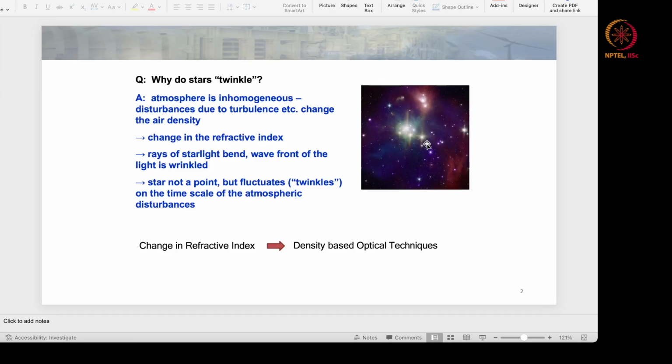But this is a celestial event, and because it's a celestial event, can't we do the same thing and use it for our own purposes? Can we use the change in refractive index, which is linked with the density change, and develop density-based optical techniques for a multitude of applications? That is the main crux of the story for the next few lectures. So this is a celestial, very commonly occurring event.